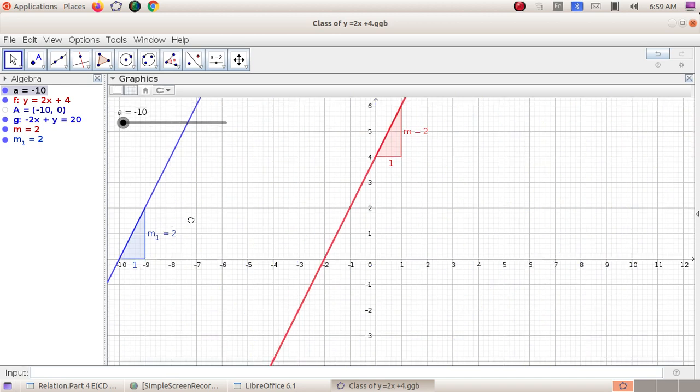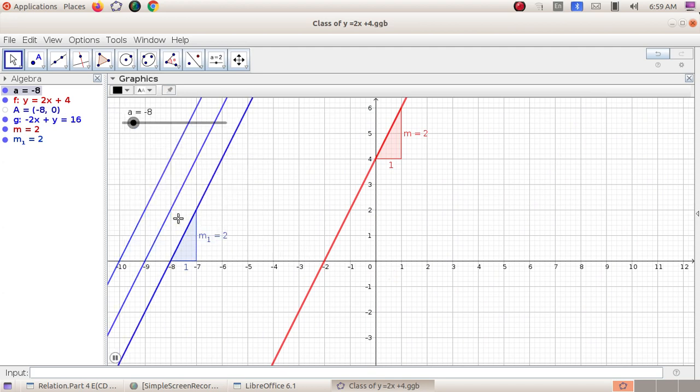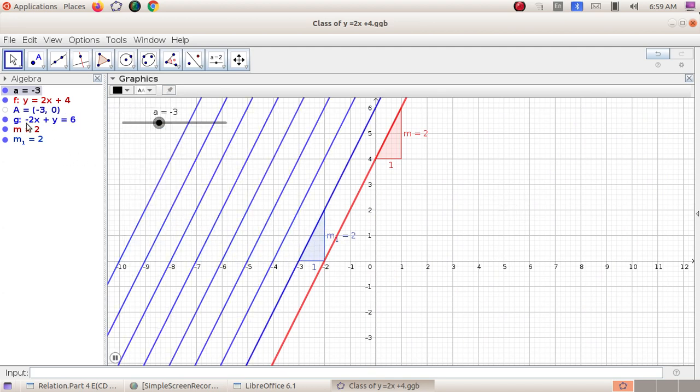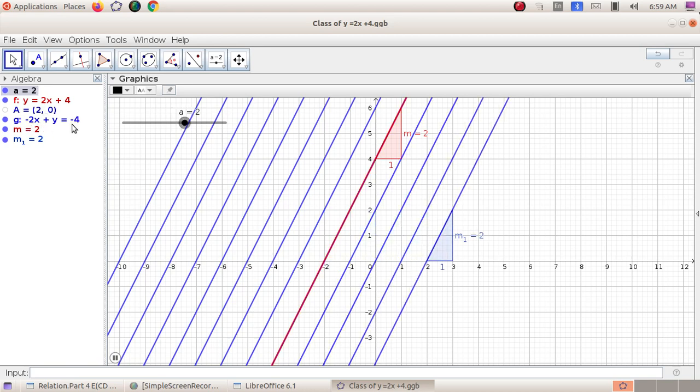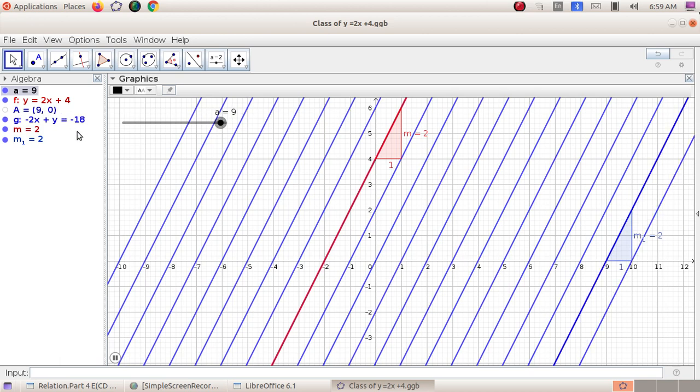We can give an animation to the slider, then you can observe the fact. See the equation here. There is no change in the slope, the change is only in the y-intercept. It means that the equation of all these lines is y equal to mx plus c. C is changing, the y-intercept is changing. There is no change in the slope. Therefore, the equation of all these lines is y equal to 2x plus c.